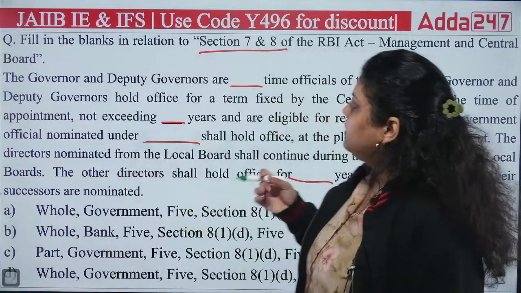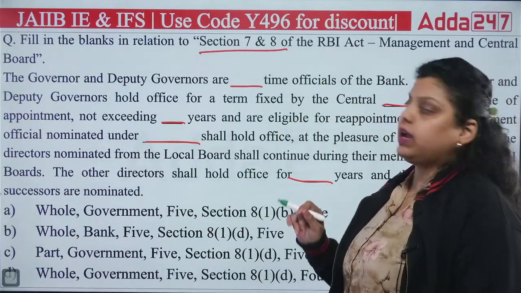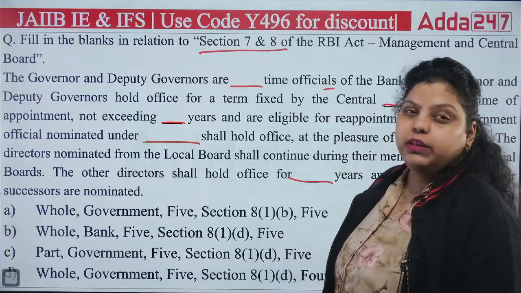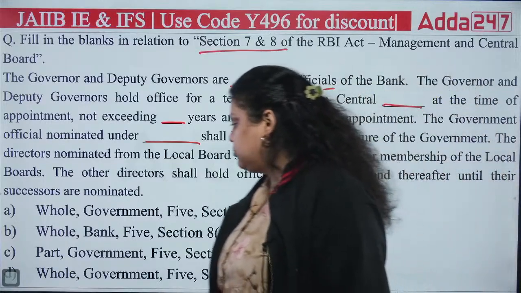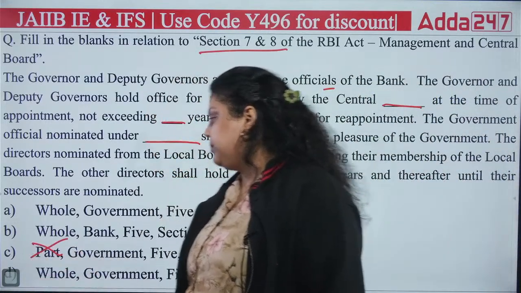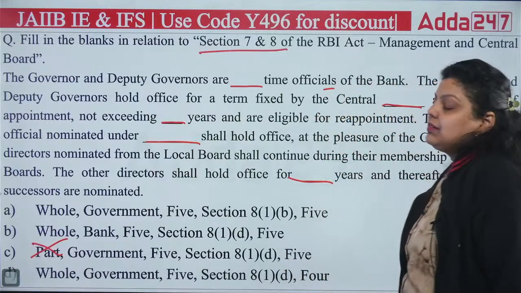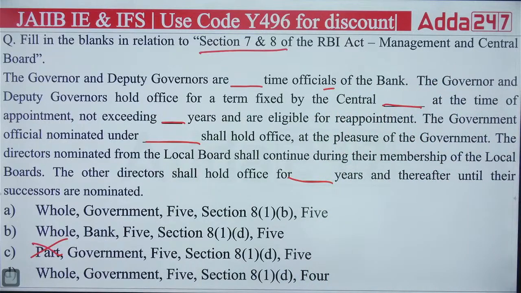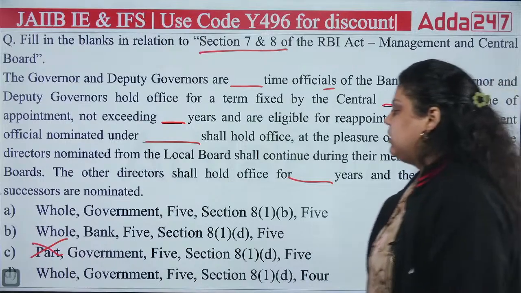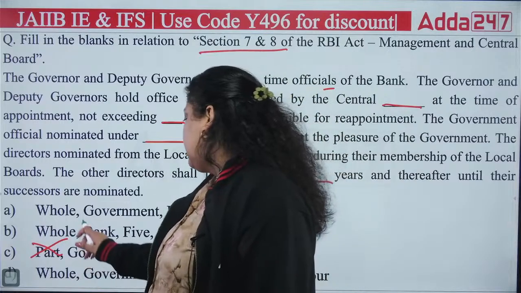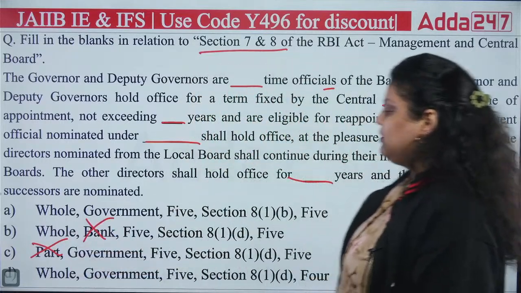First is saying the governor and deputy governors are dash time officials. So they are not part-time, they are whole-time officials. So you can see option C has been eliminated. So governor and deputy governors are whole-time officials of the bank. And the governor and deputy governor hold office for a term fixed by whom? Central dash, fixed by whom? Obviously central government. So your second option has also been eliminated because it's saying banks.